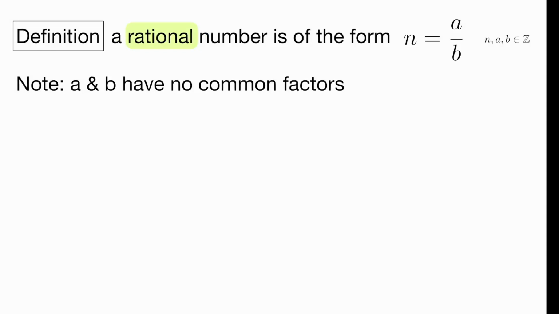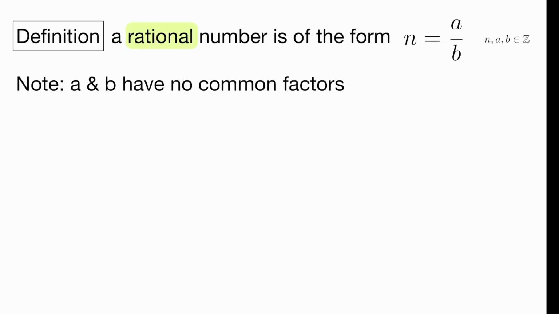Let's prove that the square root of 2 is an irrational number, or is not a rational number. First, let's start with the definition. A rational number is of the form n equals a divided by b, or the ratio of a to b, where n, a, and b are all integers, like 18, 7, -1, -18, and so on. And note that a and b have no common factors.